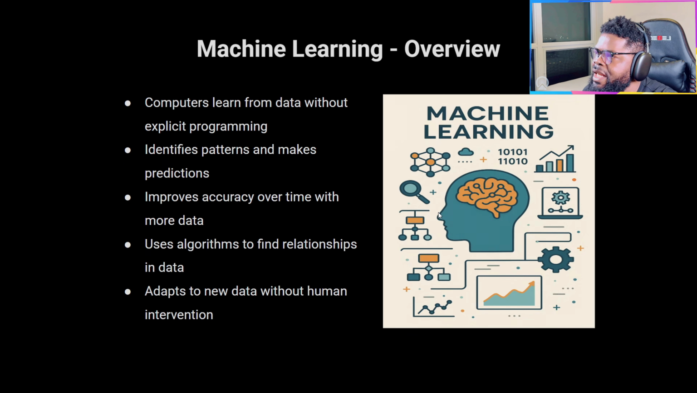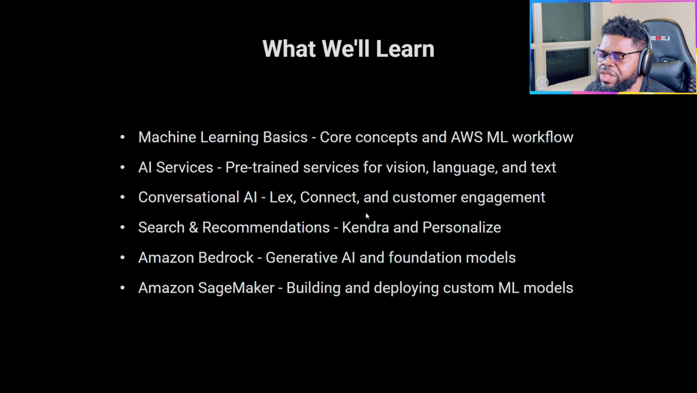So as part of the class today, we'll talk about machine learning basics, right? We'll just introduce it so that you understand what machine learning basically is. We'll talk about AI services, so pre-trained services that you can use. I don't think we'll get to Lex today. I will not get to Lex, but as part of this series, we're going to cover Lex, Connect, and we'll see a demo, right? We'll see Kendra, Personalize, and then towards the advanced side, we'll talk about generative AI, Bedrock, which is huge on the AWS side, and then SageMaker if you want to build and deploy your own custom ML models, right?